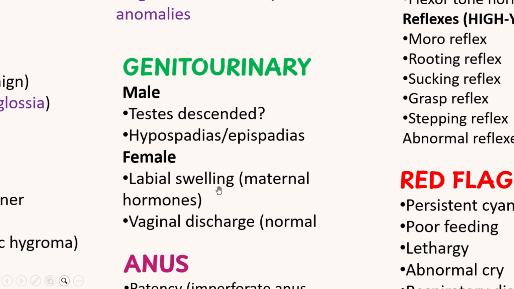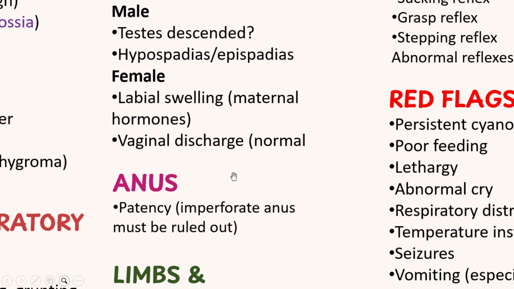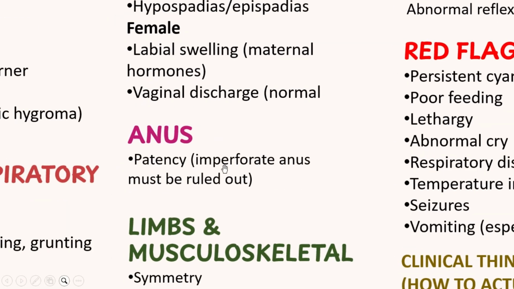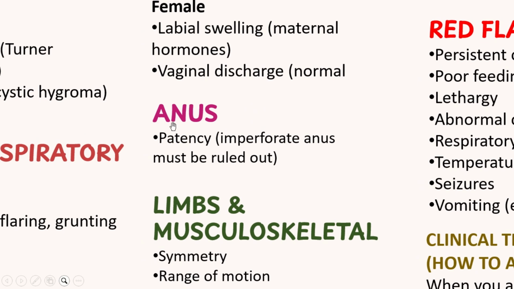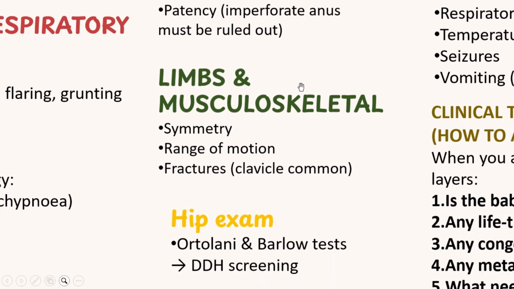Then in the female, look for labial swelling as well as vaginal discharge. Sometimes even babies can have bloody discharge, and that may come from maternal hormones and things like that. I won't go into that right now, but it should be something that you could find somewhere. Then the anus, patency is important to be established, because we may have imperforate anus, and that is an emergency. So sometimes you're advised to maybe glove your finger and try to see if the anus is patent.